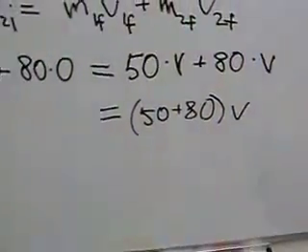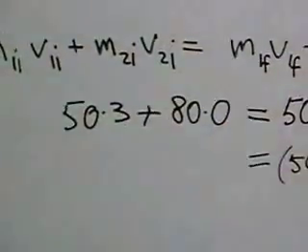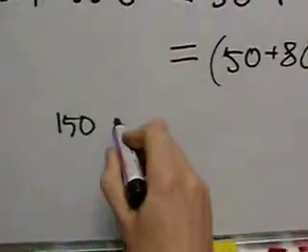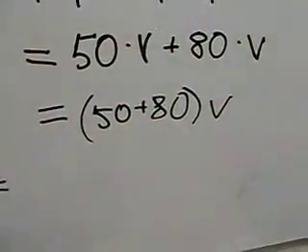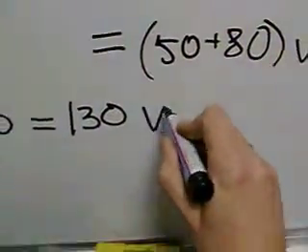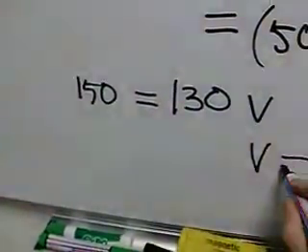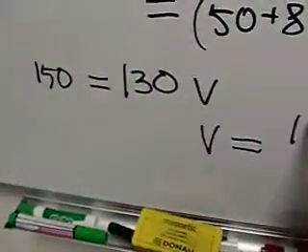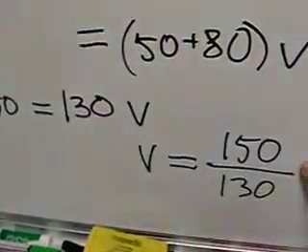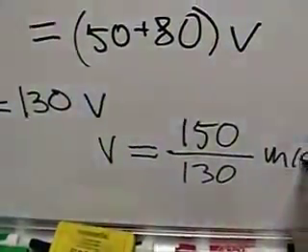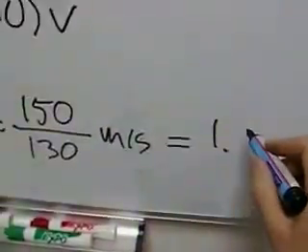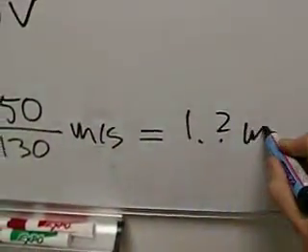times the velocity. And on this side right here, 80 times 0 is 0. 50 times 3 is 150. 150 equals 50 plus 80 is 130 V, and so we can calculate V, the velocity, to be 150 divided by 130, of course, in meters per second, which is going to be 1 point something meters per second.